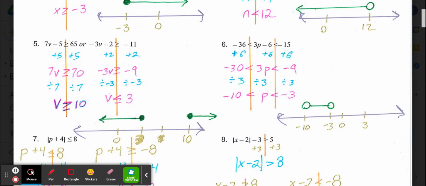With 36, we have negative 36 is less than 3p minus 6, which is less than negative 15. So whatever we do to the middle, we have to do on both outsides. So we'd add 6 to start to get p alone, divide everything by 3, and we'd have negative 10 is less than p, which is less than negative 3. So then it'd be open circles at negative 10 and negative 3, and the segment connecting them.